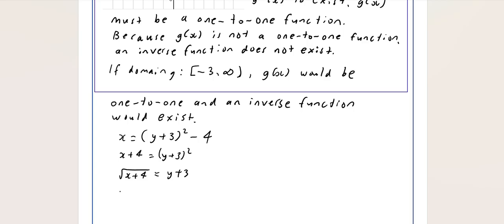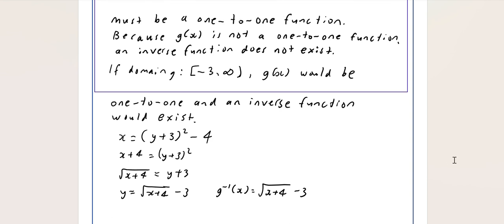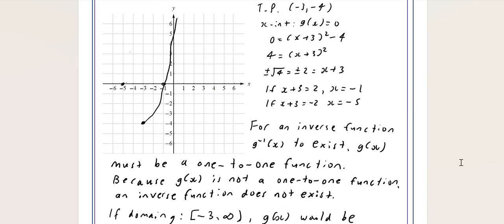Last thing I need to do is get y equals the square root of x plus 4, then minus 3, being my square root graph. And again, I'm just going to write this out as g inverse of x equal to the square root of x plus 4, minus 3. So that's going to be my graph. It's going to have an endpoint at -4, -3. So it's going to have an endpoint down here.